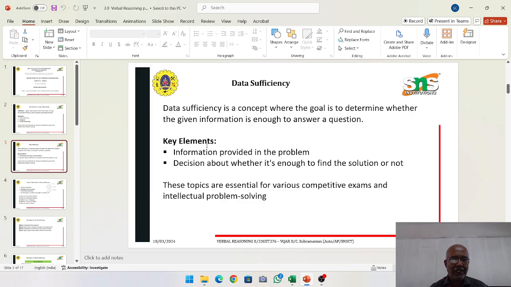First, we see about data sufficiency. Data sufficiency is a concept where the goal is to determine whether the given information is enough to answer a question or not. So, the information provided in the problem is the first key element. The next one is the decision about whether it is enough to find the solution or not.